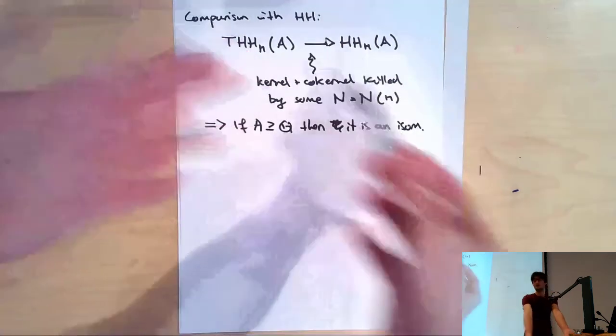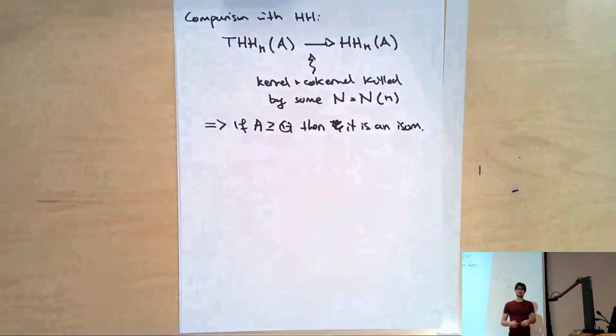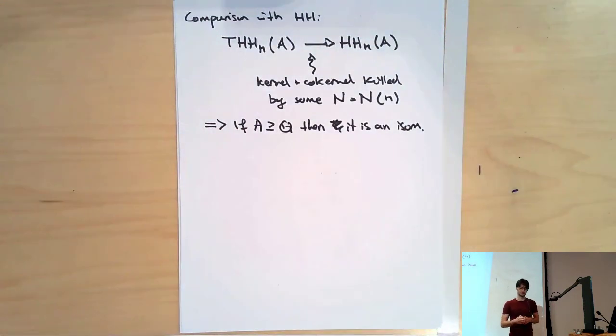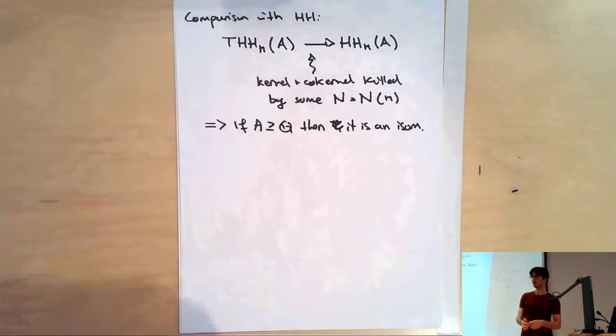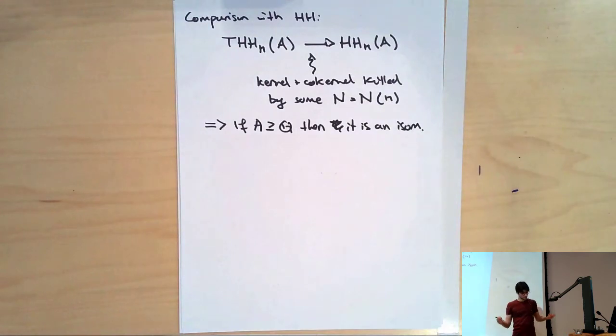Because then this is a map of A-modules, in particular it's a map of Q-vector spaces, and so if the kernel and co-kernel are killed by some integer, then in fact it was an isomorphism. So the conclusion to take away from this is that if you plug in some Q-algebra, anything in characteristic 0, topological Hochschild homology doesn't have anything new to offer.